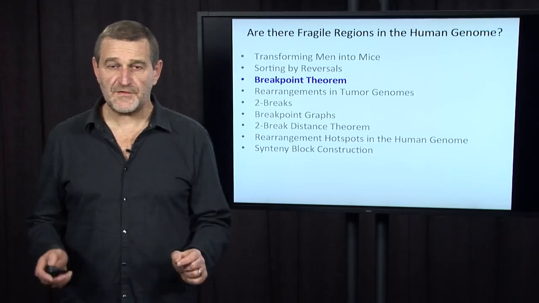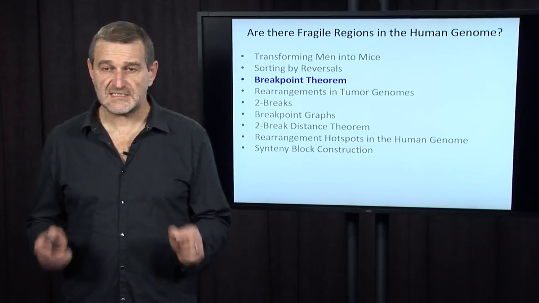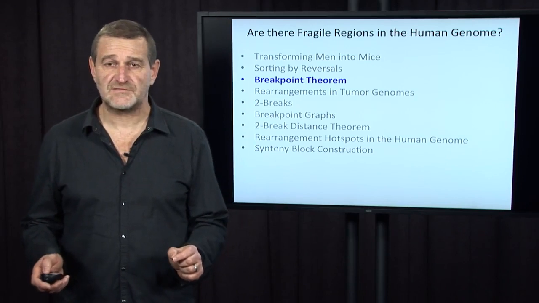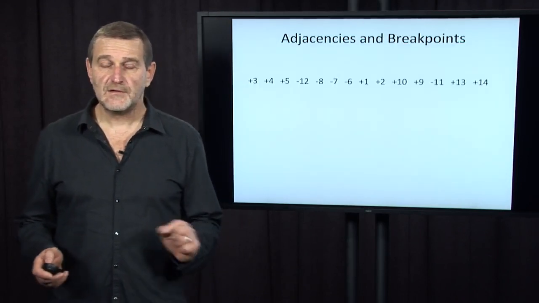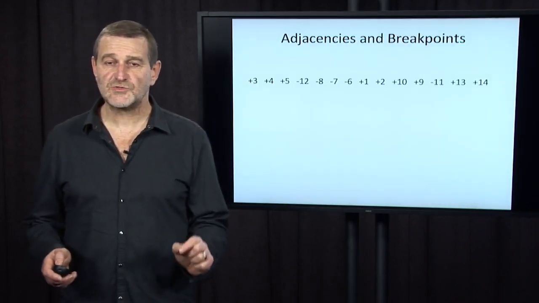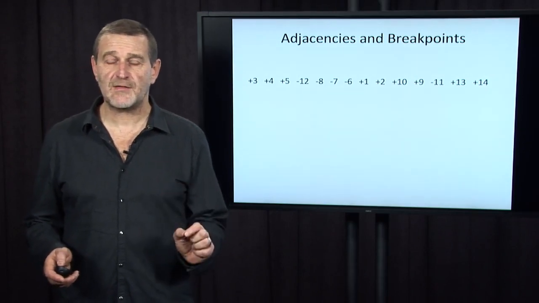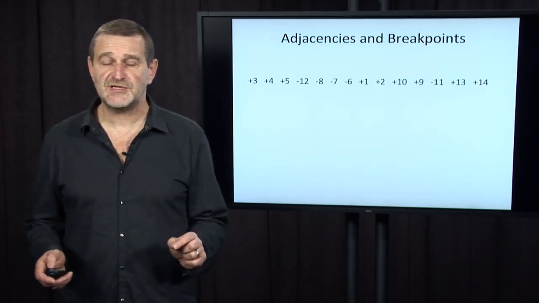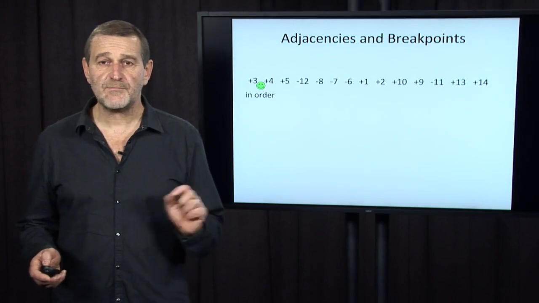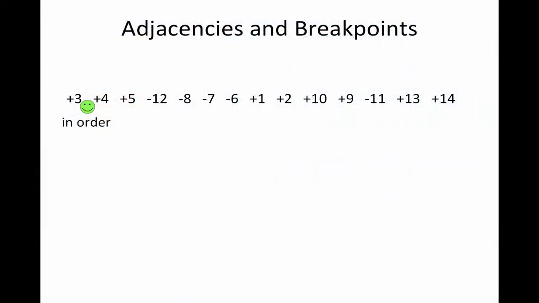There will be a few theorems in this section, and let's prove the first one, the breakpoint theorem. First, let's define the notions of adjacencies and breakpoints looking at this permutation. +3 and +4 are arranged in the right order, in the same order they are arranged in the identity permutation. Let's call it an adjacency.